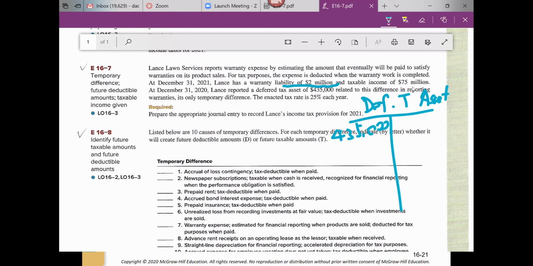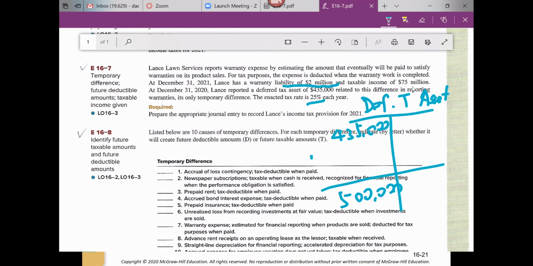And then you want to times what? Let's say the tax rate is 25%, right? So 2 million times 25%. Okay, so that's how we get this $500,000. That makes sense? Okay, and then how to make it become, it was 435, how to make it become 500.